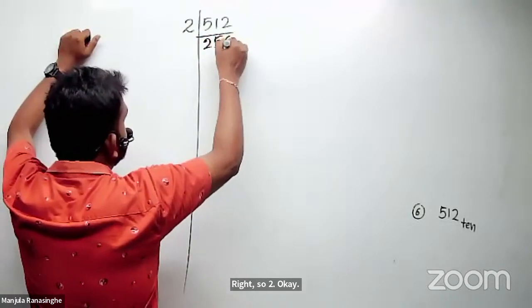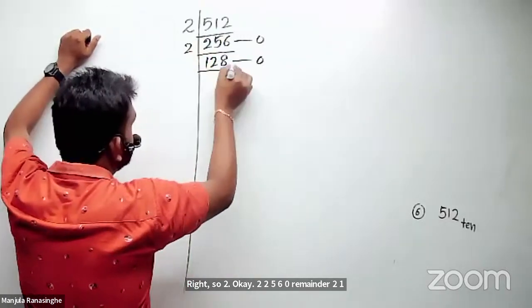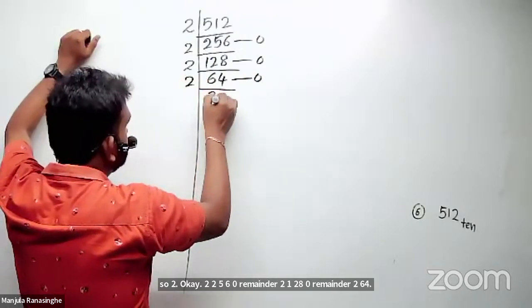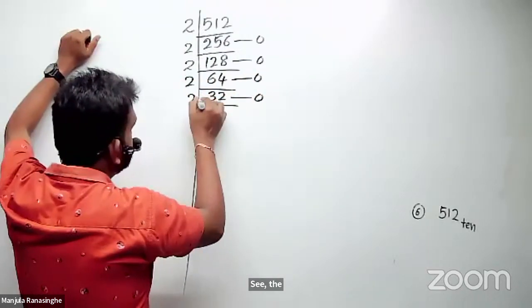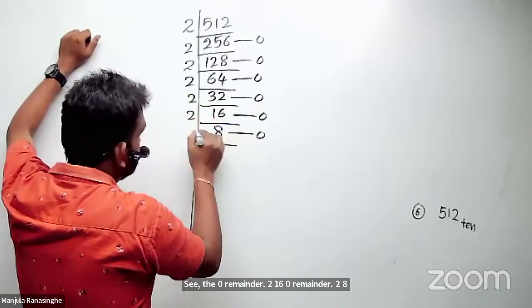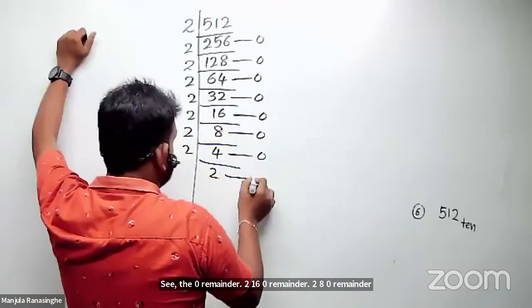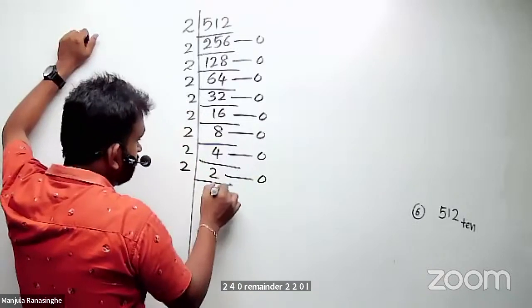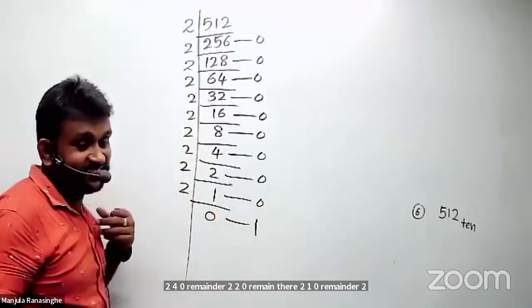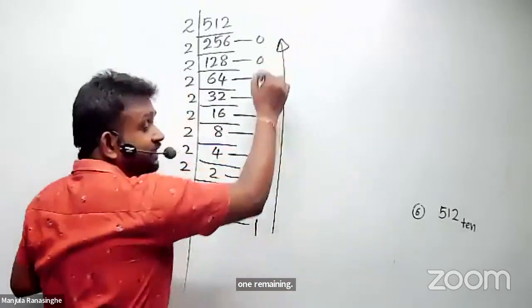2, 2, 5, 6, 0 remainder. 2, 128, 0 remainder. 2, 64, 0 remainder. 2, 32, 0 remainder. 2, 16, 0 remainder. 2, 8, 0 remainder. 2, 4, 0 remainder. 2, 2, 0 remainder. 2, 1, 0 remainder. 2, 0, 1 remainder. So you have to write in this order, right?